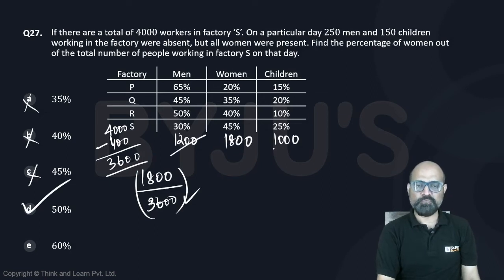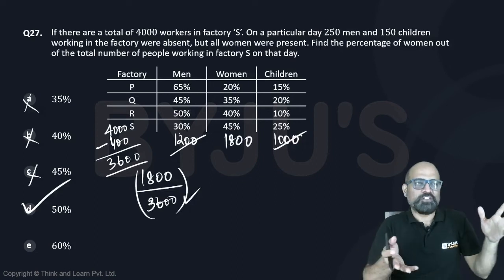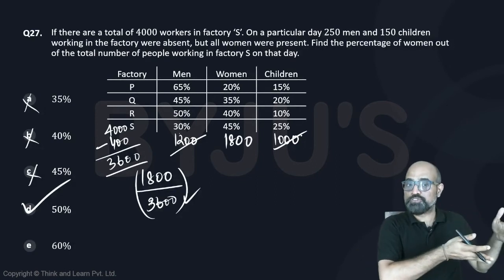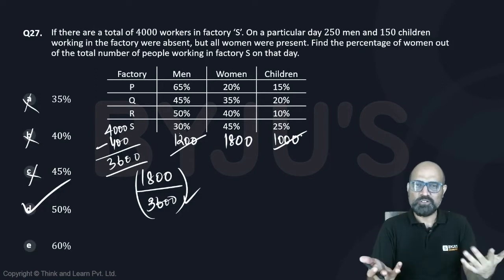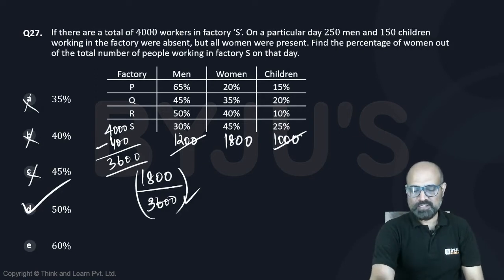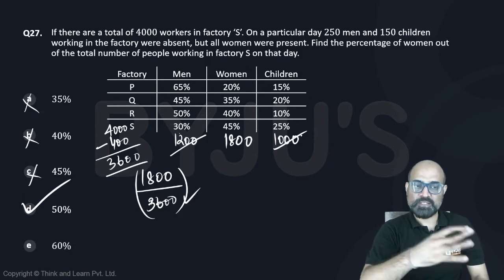So number of men and children we don't have to calculate individually, because if you subtract 250 from men and 150 from children and then you are going to add, it doesn't matter, you have to add them separately.